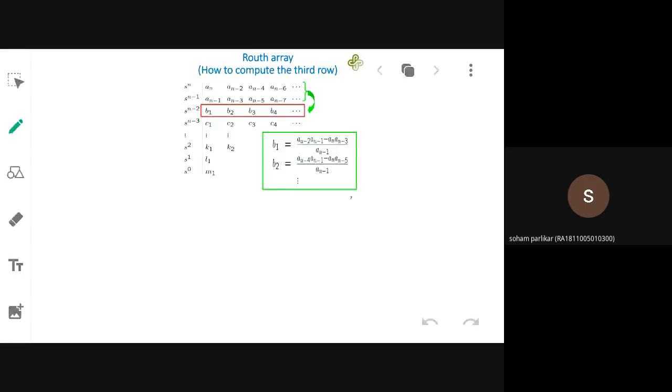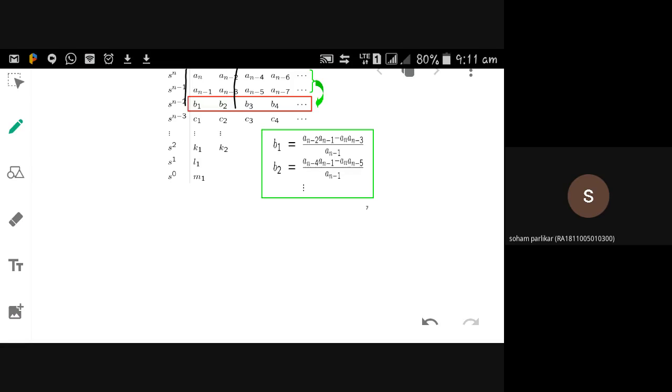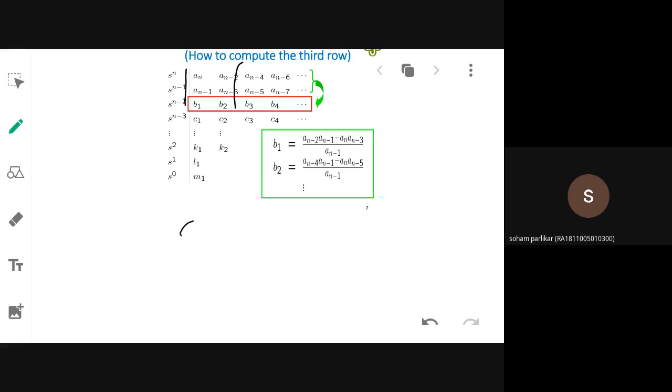So the first two rows, how we formed them, we have understood. Now followed by b1, b2, b3, b4, you have to form. So you know the usual procedure to take the determinant. If this is the matrix, how will you take the determinant? You will take a_n into a_(n-3) minus a_(n-1) into a_(n-2). This is how you will take the determinant. Yes or no? Yes, ma'am.